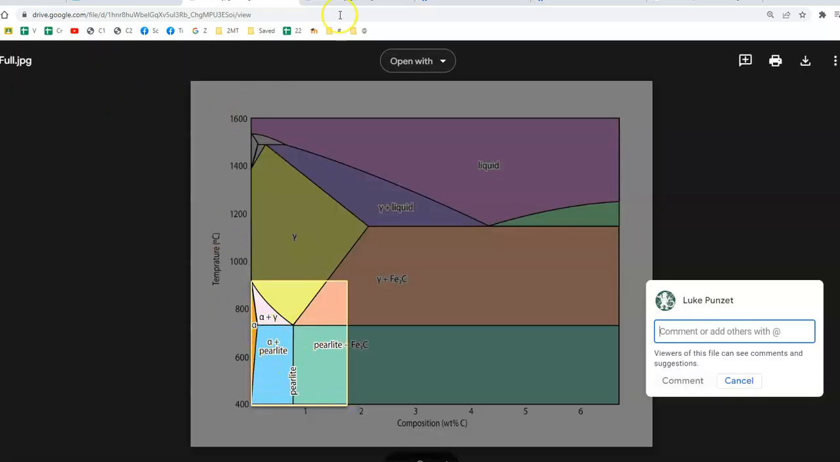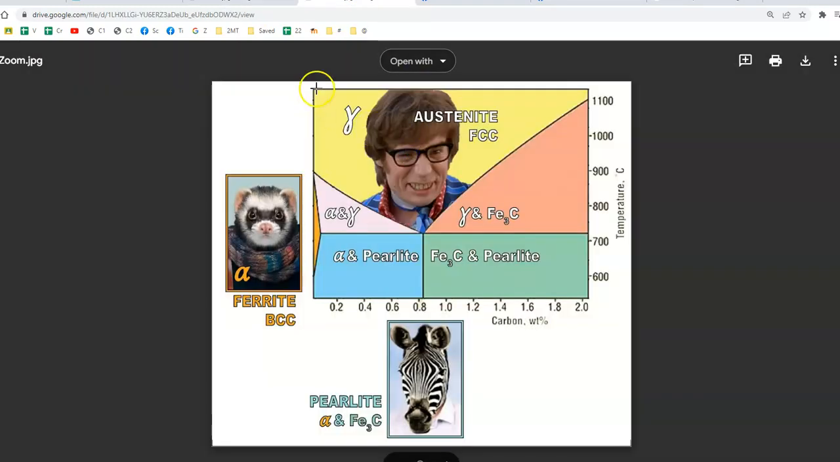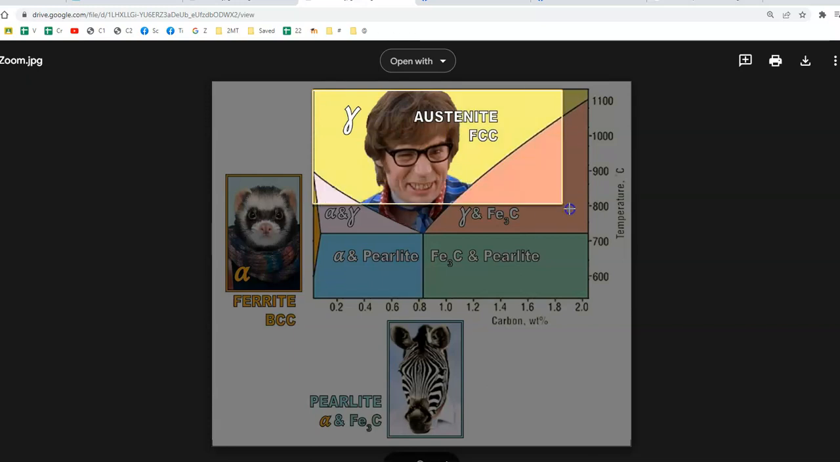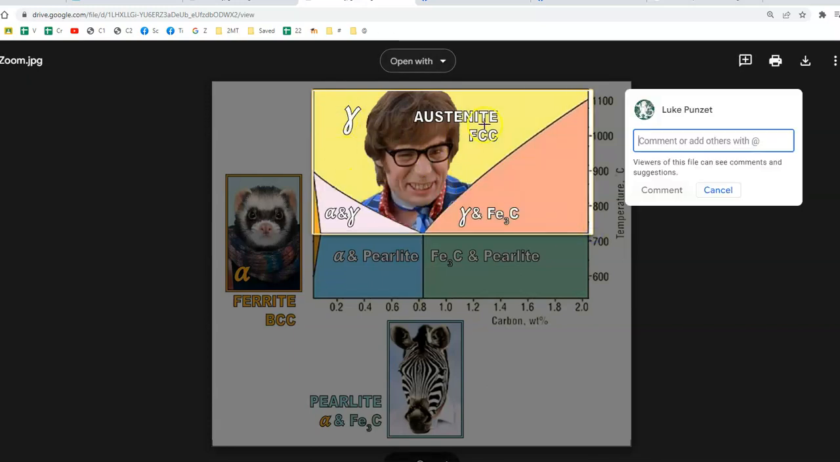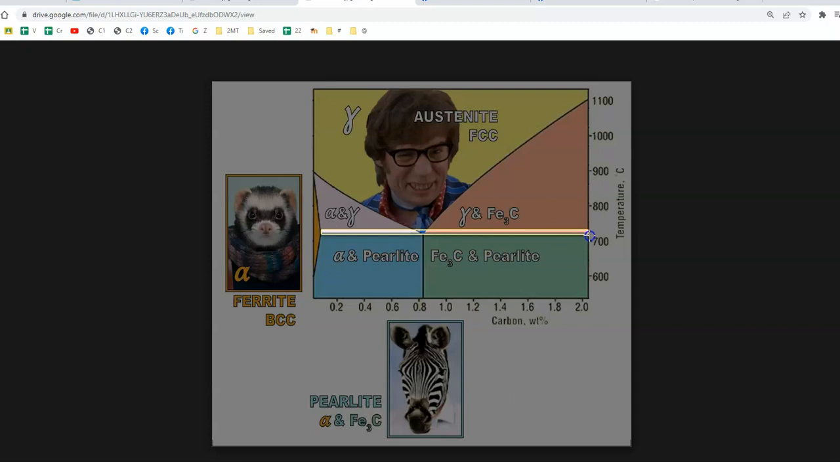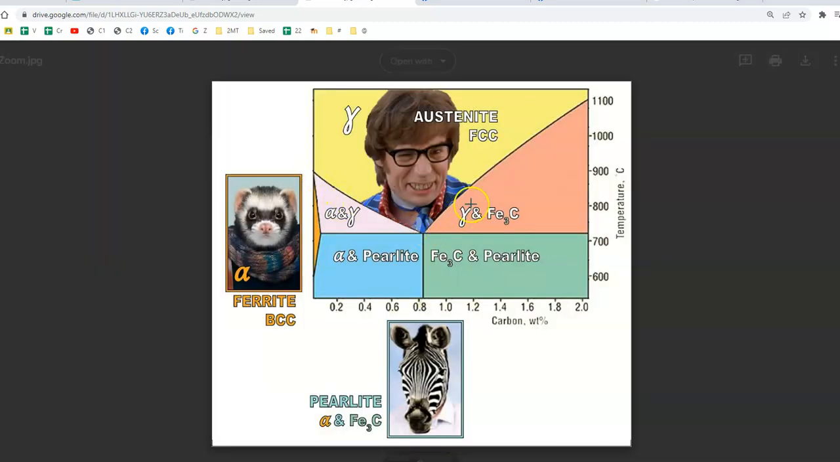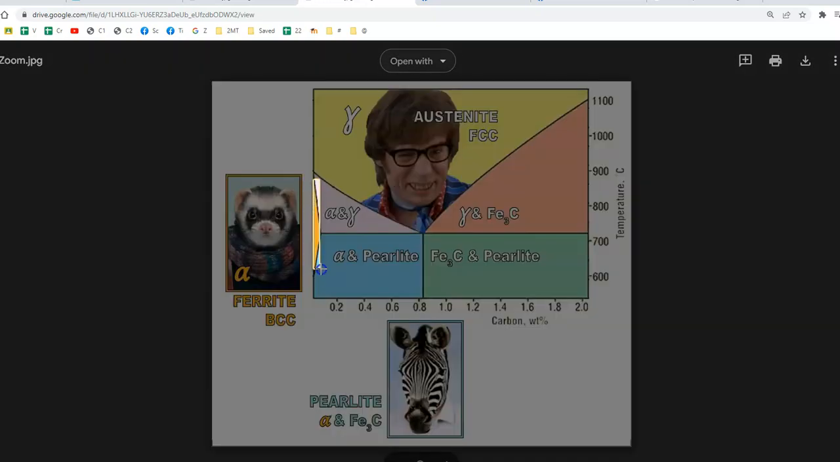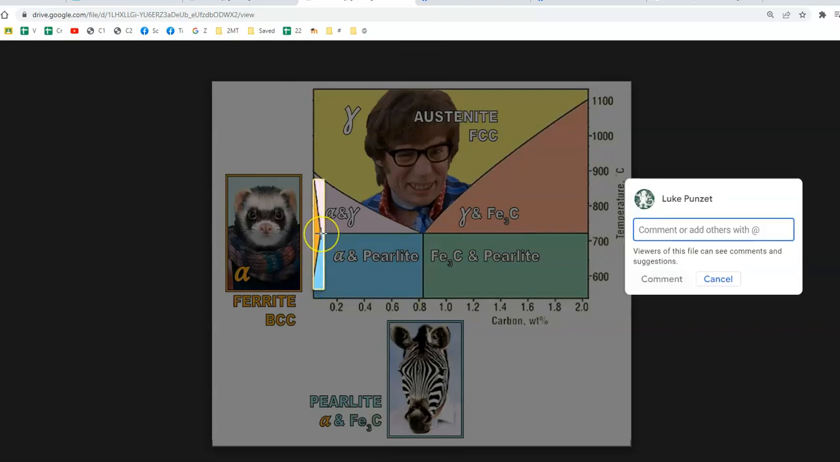So let's zoom in on that section, and we can see that we have austenite existing above 700. In the yellow section we have full austenite, but in the lower areas we have austenite plus something else. This bottom line is called the lower critical temperature, and this line here is called the upper critical temperature. Above the upper critical temperature we're going to have full austenite. In between those two temperatures, we're going to have some amount of austenite. Pure ferrite only exists in this little tiny orange area, at very low carbon percentages and low temperatures.